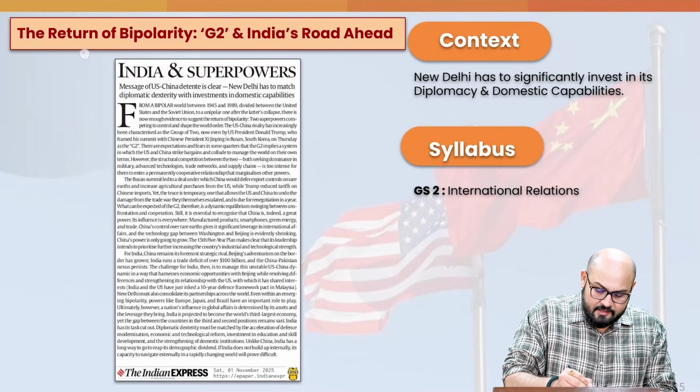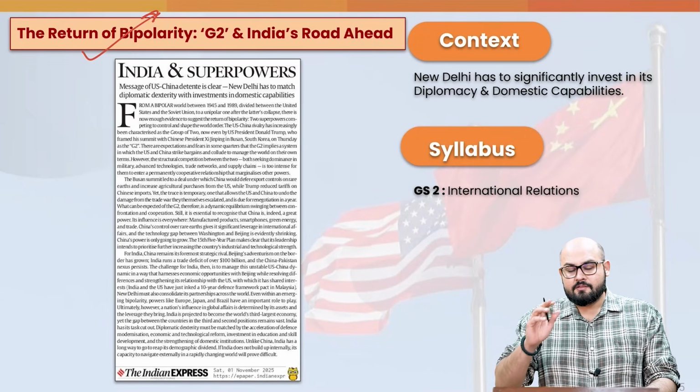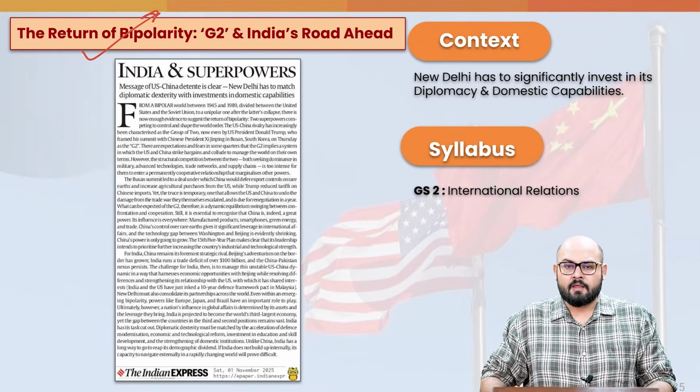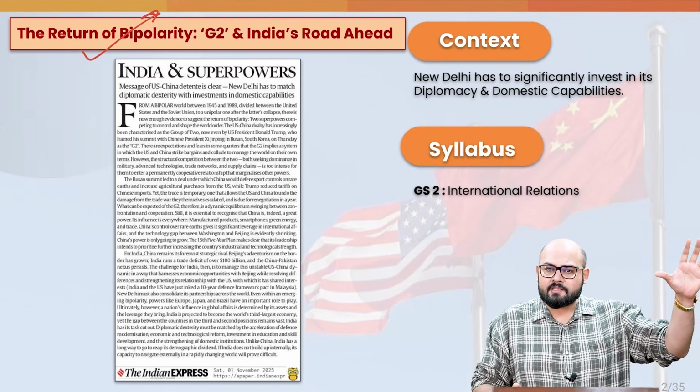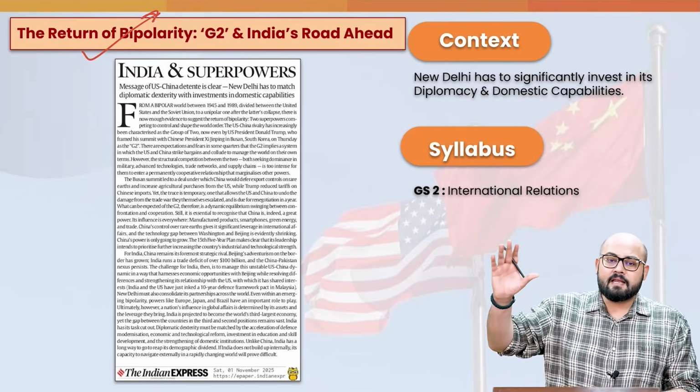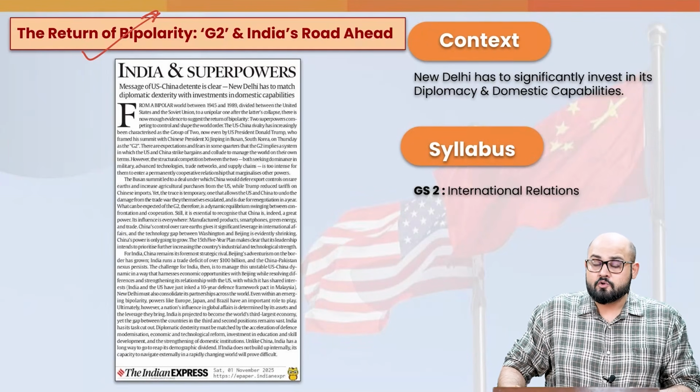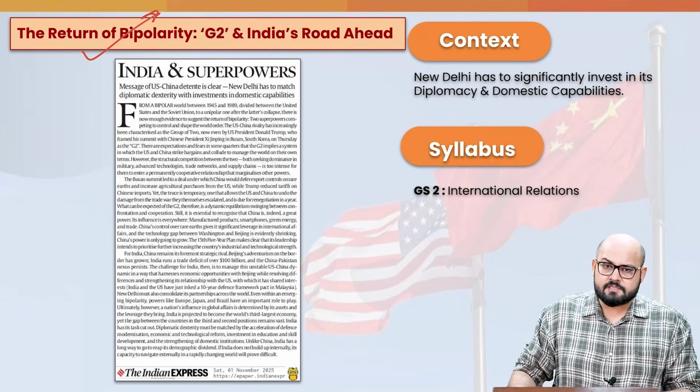So stay tuned. Coming to the very first topic of today's discussion, this is the return of bipolarity, G2 and India's road ahead. In the Cold War, the world was divided into 2 power blocks, one led by the United States of America and the other led by the erstwhile USSR. 2 blocks, 2 poles and 2 ideologies.